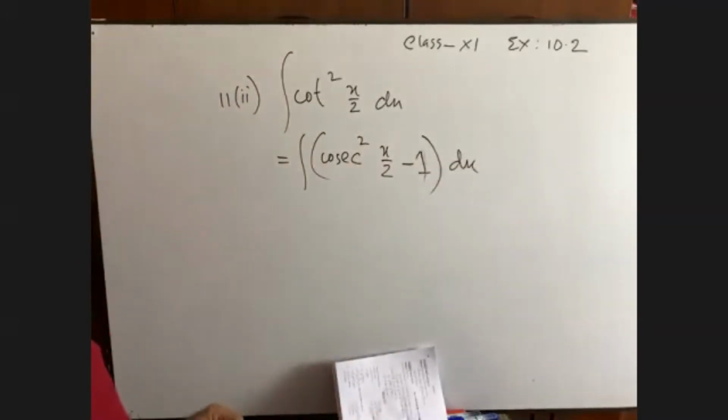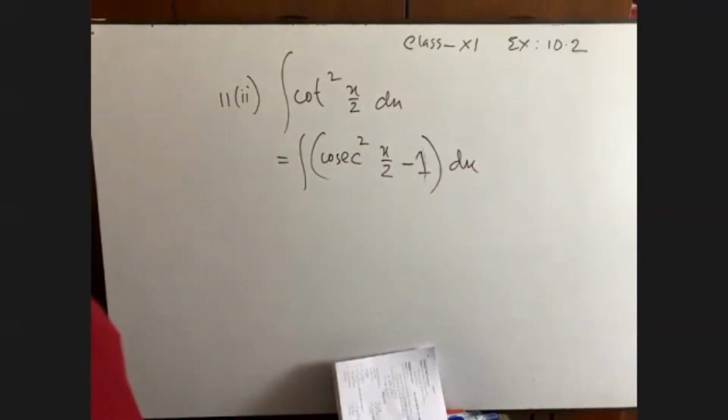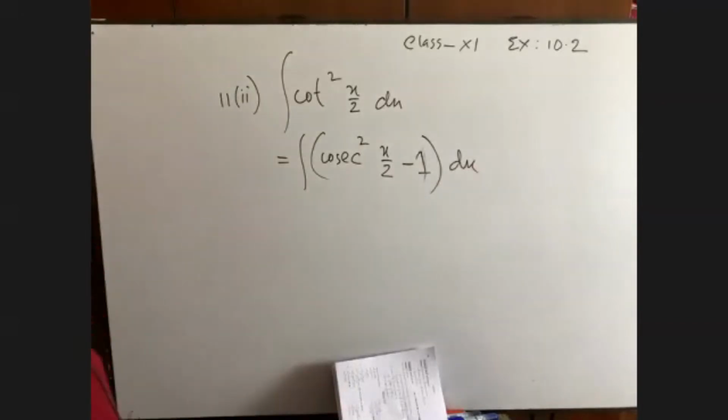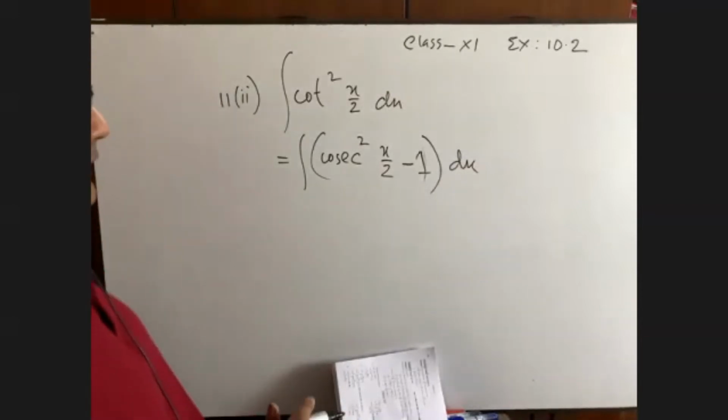Now let me know whose formula is this. Talk to me. Cosec square x. Talk to me. If you cannot, then it means that you don't read at home. Everybody.